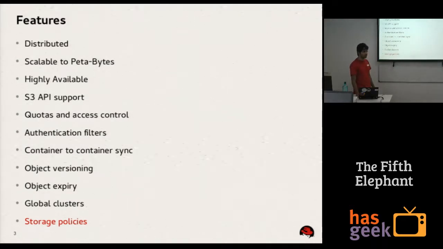Any questions so far? Is there any level of caching? Yes. There is no caching for objects as such. That is not provided by Swift, but that caching has to be provided by the storage layer. But metadata caching is provided inbuilt in Swift.